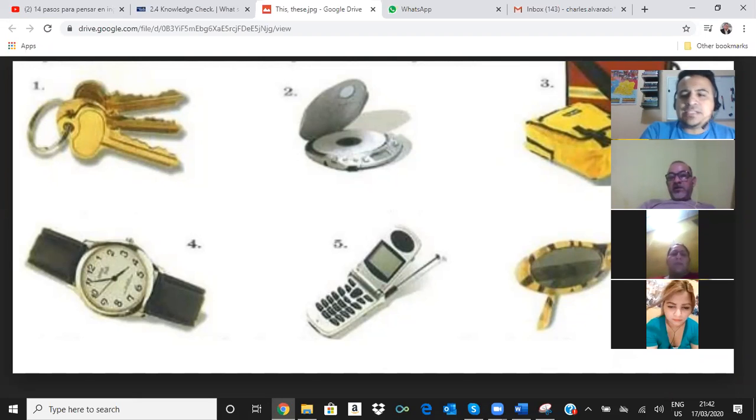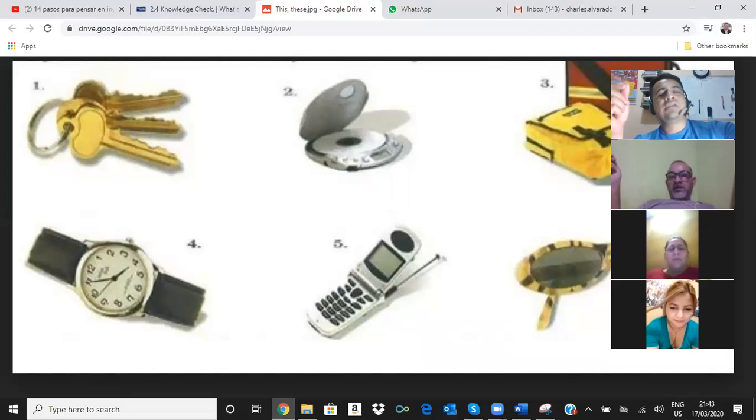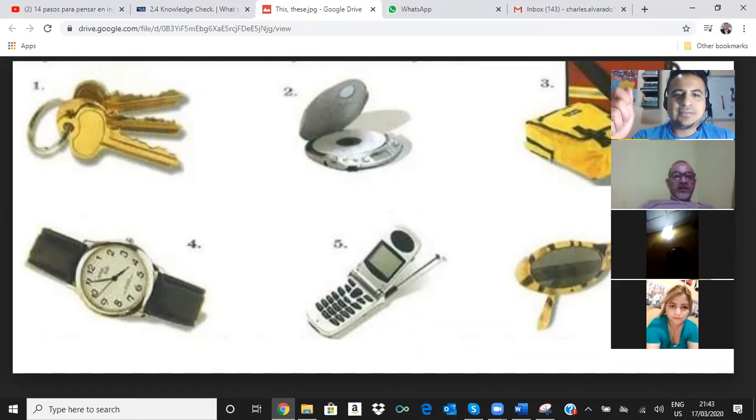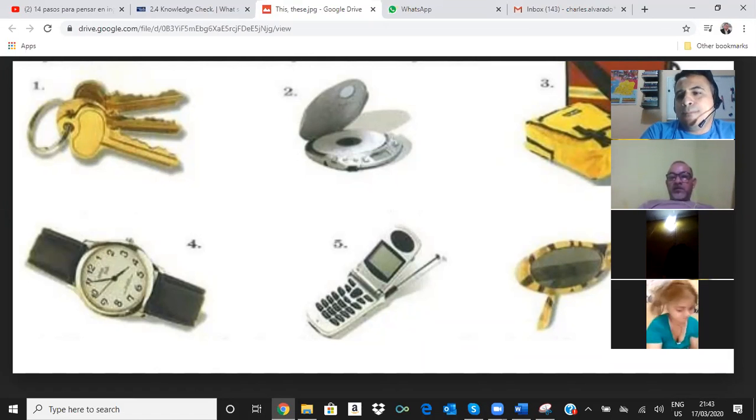Those are my keys. Y si lo está sacando y las tiene en sus manos. It is my keys. These are my keys. Okay. Very good. ¿Se está sacando todas estas cosas del bolsón? Agarra sus llaves. These are my keys. Repeat. These are my keys.